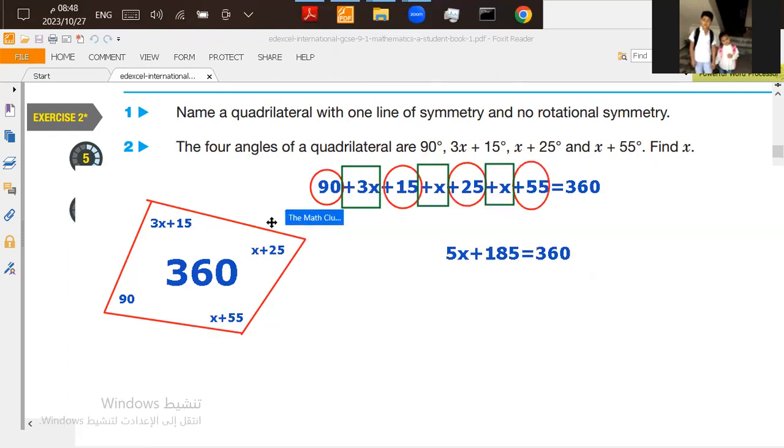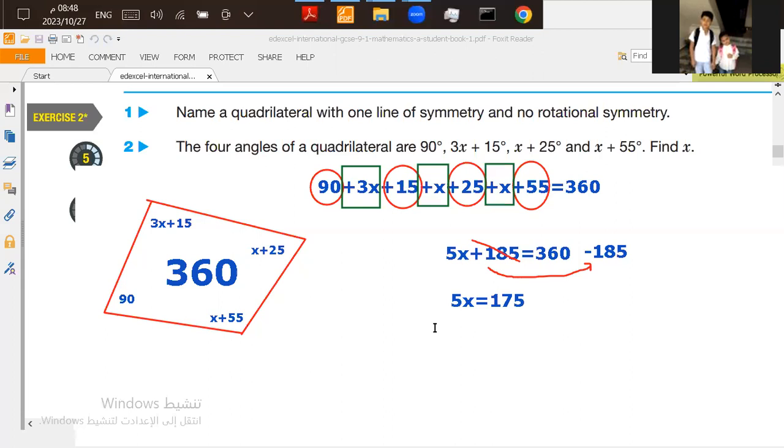Now the next step, I'm going to take the numbers to the other side. I take the 185, which is positive here, so when I move it, it becomes negative. I have to remove it from this side. So it's going to be minus 185 here, and 5x equals 360 minus 185. So 360 minus 185 is going to be 175.